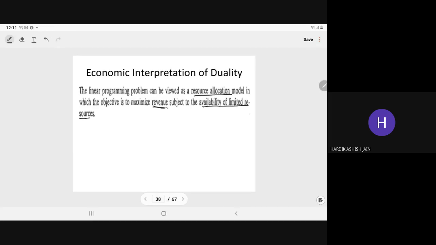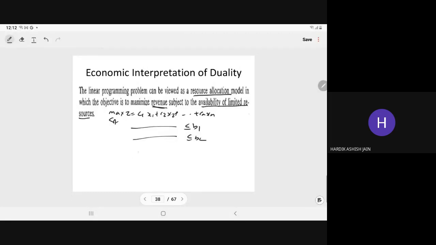So in general, we have a problem of the type maximize z is equal to c1 x1 plus c2 x2 plus up to cn xn, subject to constraints less than or equal to b1, less than or equal to b2, and less than or equal to bm, and all xi greater than or equal to 0. We have this type of problem.